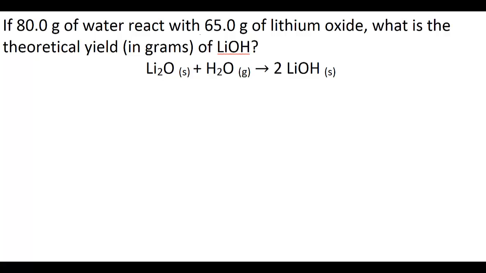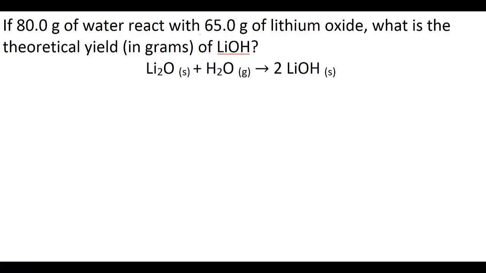The first step in finding the theoretical yield is figuring out which of the reactants is the limiting reactant, because that is what you're going to use to determine the theoretical yield. I'm not going to go through the whole process of determining limiting reactant again because I already did that in a previous video. But let's just say we want to figure out how many grams of lithium oxide are needed to react with all of the given amount of water.